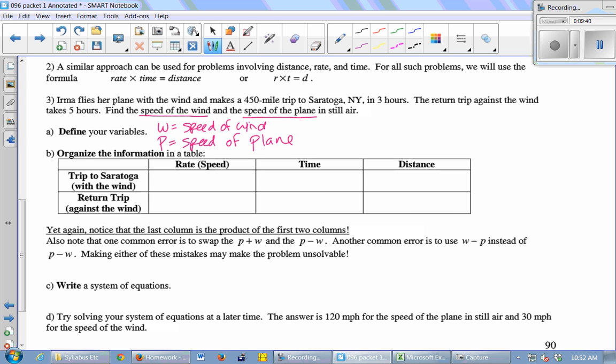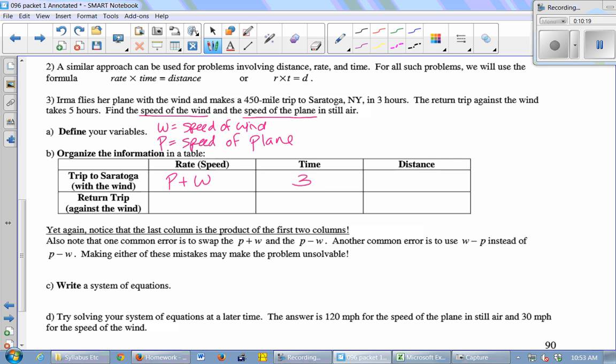For the trip to Saratoga that was going with the wind, how fast was the plane going? P plus W, because the wind is helping the plane go, right? The tailwind is actually speeding the plane up. And then how long did it take to get to Saratoga? 3 hours. Okay, and then we'll save distance for the end.